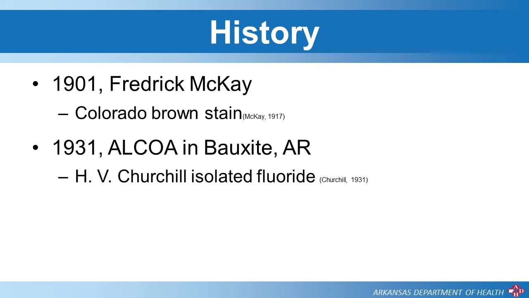In 1931, the Aluminum Company of America had a mining operation in Bauxite, Arkansas. Citizens in this area were showing this same mottled appearance to their teeth, and Alcoa feared a public relations backlash. They hired a chemist, Dr. H.V. Churchill, to find out what was causing this and what could be done to eradicate the problem. Churchill was using a new device at the time called a photospectrographic analysis, and he started analyzing the water from Bauxite and all the surrounding areas.